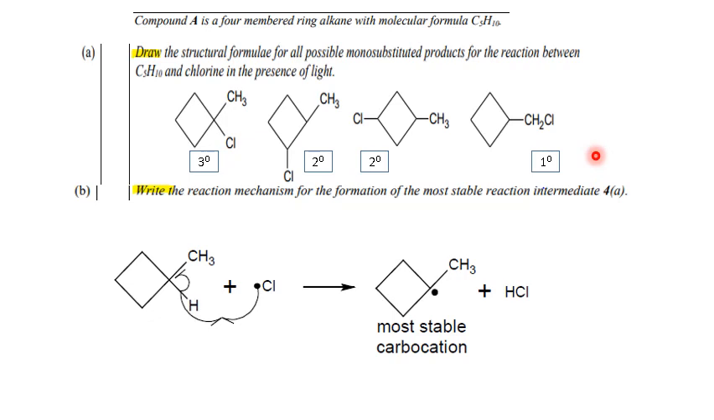Next we proceed to part B: write the reaction mechanism for the formation of the most stable reaction intermediate for A. To form the most stable reaction intermediate, I have to choose the most stable haloalkane, which is the tertiary haloalkane. So for the mechanism, use half arrows. Pointing to here, we form the free radical over here. Here, we form the H dot free radical, which joins with the Cl dot free radical to form HCl. So this is the most stable intermediate.